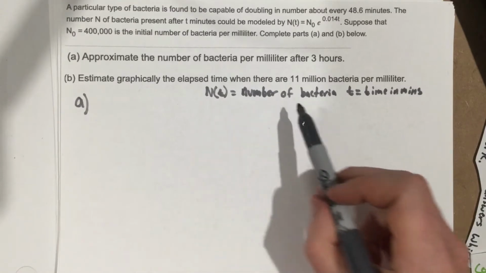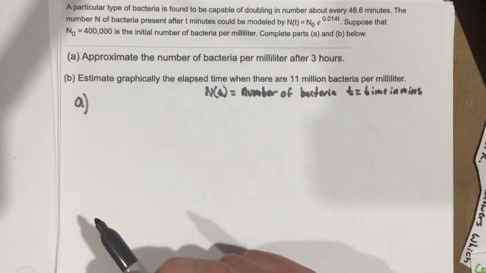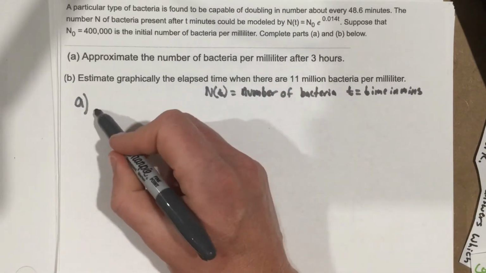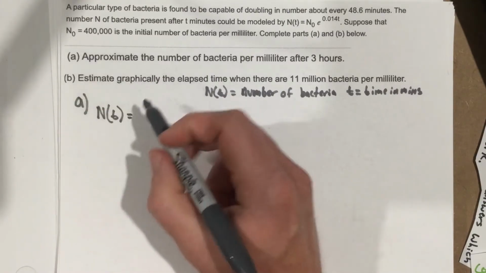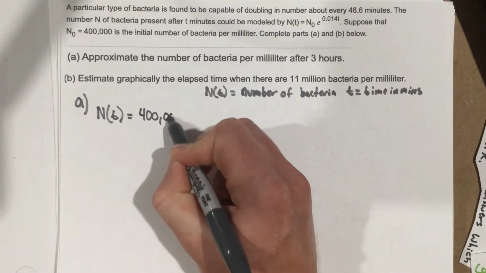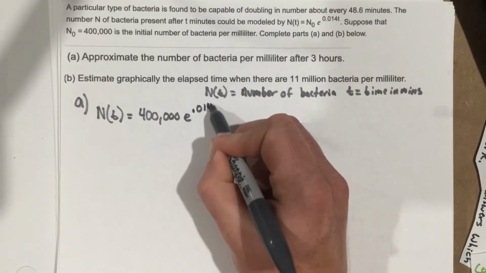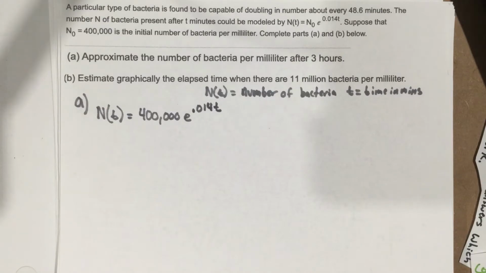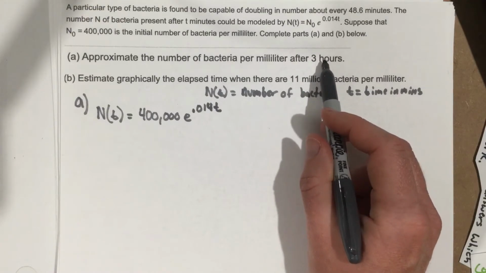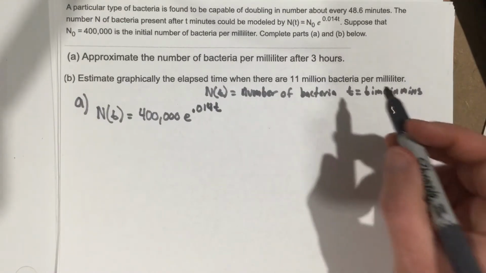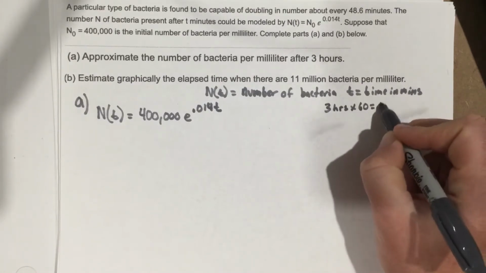All right, now that we have that defined, let's use this formula. If they want to know the number of bacteria after 3 hours, the first thing we need to do is write the formula out. So n of t equals, they say n sub 0 is 400,000, so we're going to use 400,000 in the formula. And this is e to the 0.014 t. Now we're going to plug in 3 hours. So 3 hours, how many minutes is that? Well, we can take 3 hours times 60, and that equals 180 minutes.